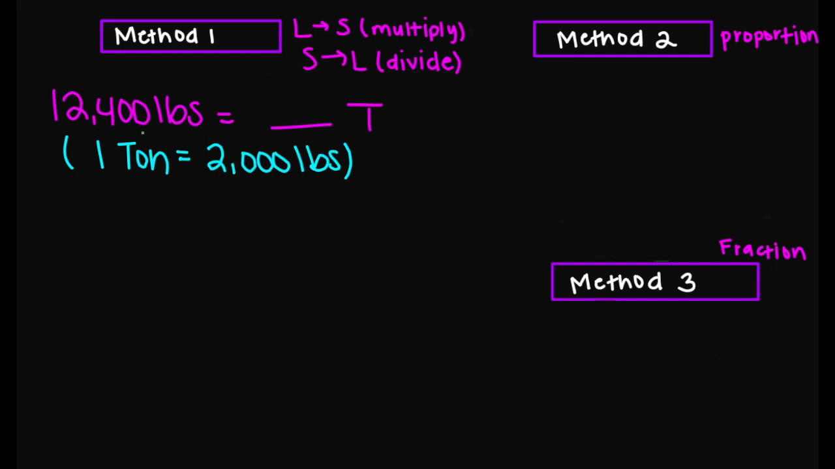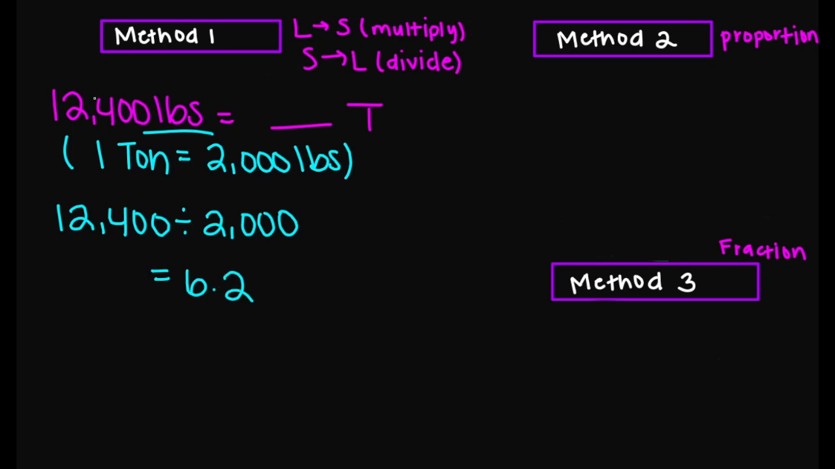I'm going to divide 12,400 by 2,000, because 2,000 pounds is going to give me the 1 ton. So we have 12,400, divide that by 2,000, and your answer here is going to be 6.2. So 12,400 pounds equals 6.2 tons. Now let's look at method number two.